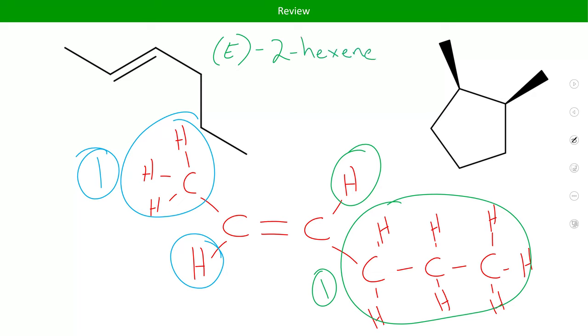E stands for the German word entgegen, which literally means against, like antagonist. It's the same root as antagonist, right? So entgegen means they're pointed in opposite directions. What's the German for cis? Zusammen, which is literally the same. Okay, that's an easy one.